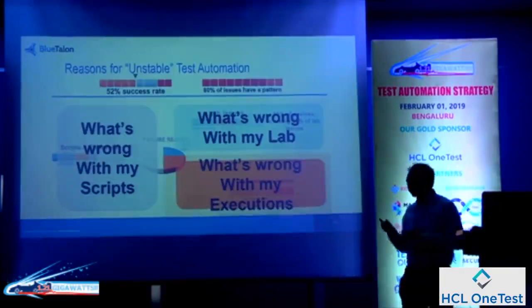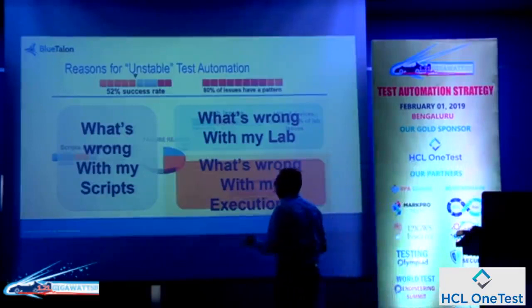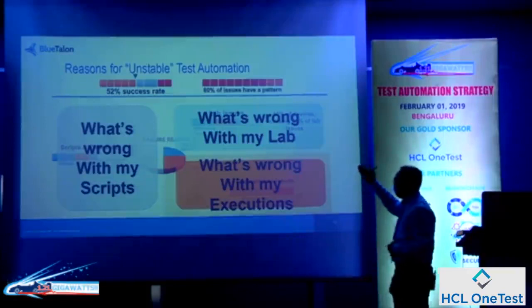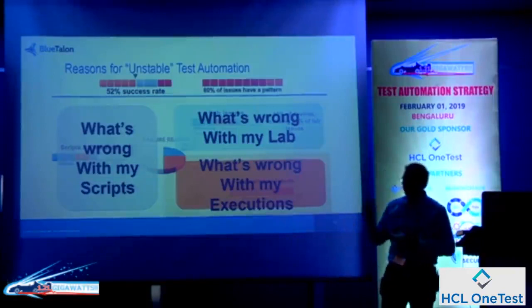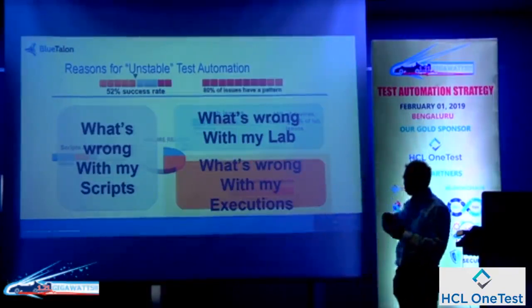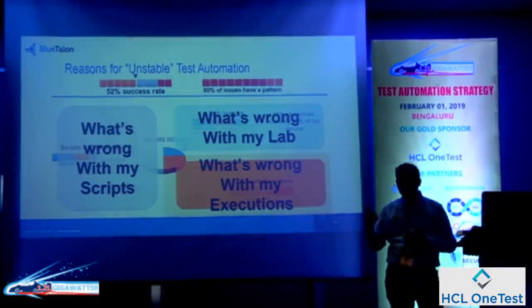So you always have to look at the reasons for your automation failure. What's wrong with my scripts, my lab, or execution? In general, 80% of your issues will have a pattern. You should be able to identify those patterns, identify where we need to do improvement. Is it in part of my scripts or labs or execution? You should make those continuous improvements part of your platforms and your automation as well. That is when you can achieve this and deliver quality out of it.